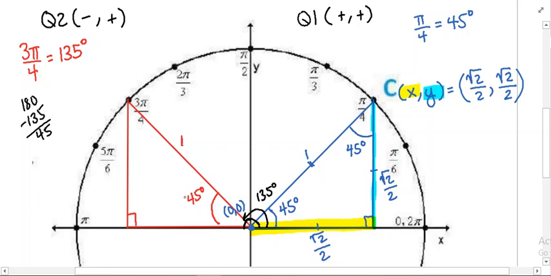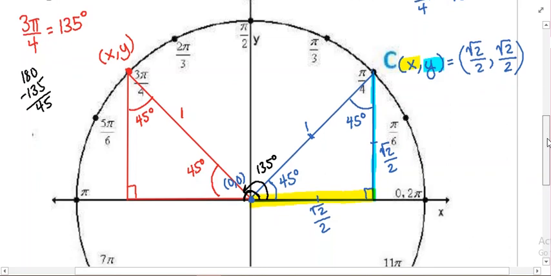Okay. Since there are 180 degrees in a triangle, take away 90 degrees and 45 degrees from the 180. That leaves you with this remaining angle to measure 45. Okay. So you have another 45, 45, 90 degree triangle. Again, we are trying to come up with the coordinates of this point on the circle right here at 3 pi over 4.